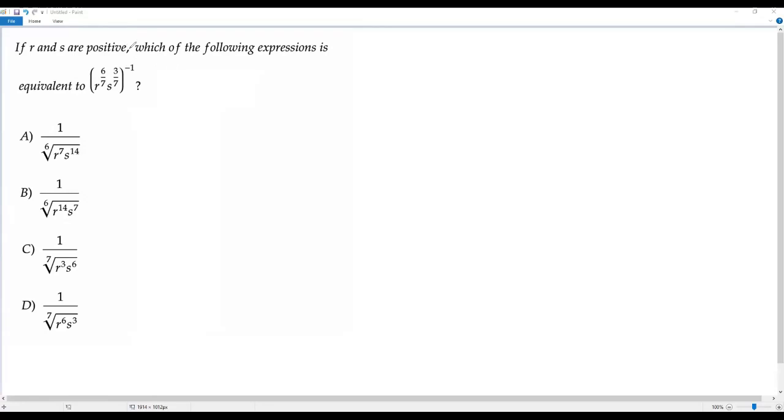If r and s are positive, which of the following expressions is equivalent to (r^(6/7) times s^(3/7)) to the power of -1? In the given answer choices, I have to find the expression that is equivalent to the given expression.